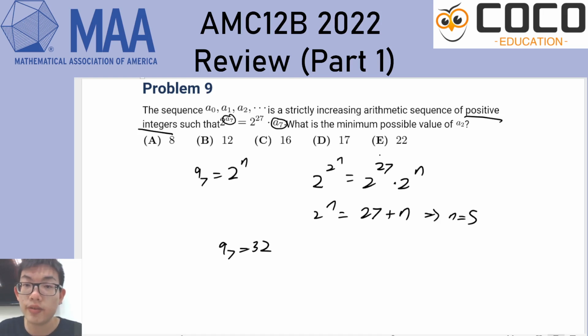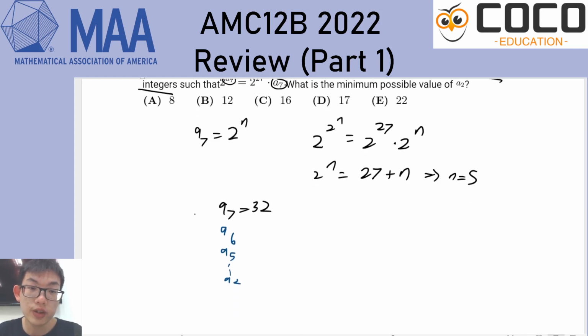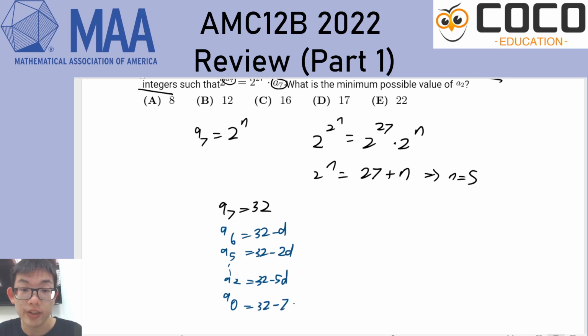Now, the question kind of just glues two parts together because it now asks what's the minimum possible value of a2, which means that you're looking at the fact that it goes all the way down to a0. There is a common difference, which would mean that this is 32 minus d, 32 minus 2d. By the time you're here, you're 32 minus 5d. By the time you're here, you're 32 minus 7d.